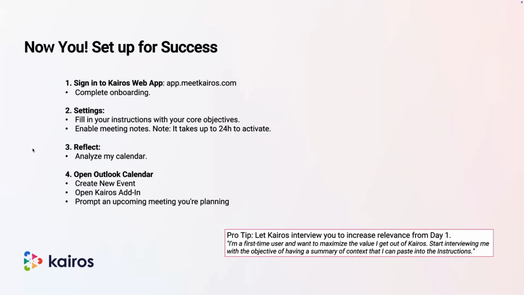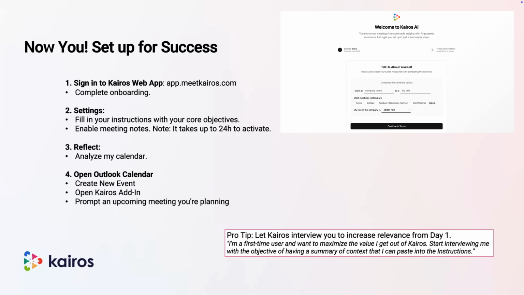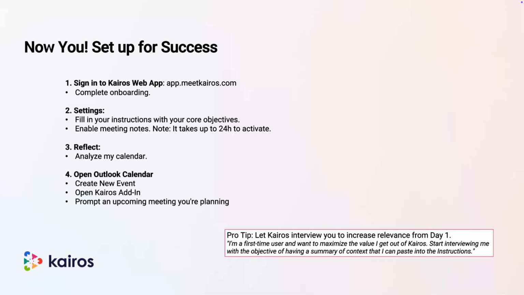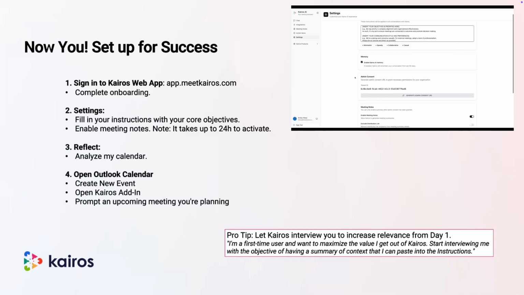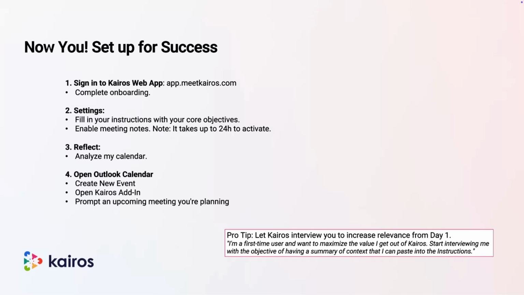As a quick summary for how you will be set up for success with your first Kairos experience, start by signing into the Kairos web app, complete the onboarding screen, and to increase the relevance in your first Kairos experience, in the settings menu, you'll be able to fill in your instructions, including your core objectives. If you're not clear what your instructions should look like, a pro tip is to let Kairos interview you in the chat experience to make sure that it can extract any of the information in your head to reliably continue to add value to your week.